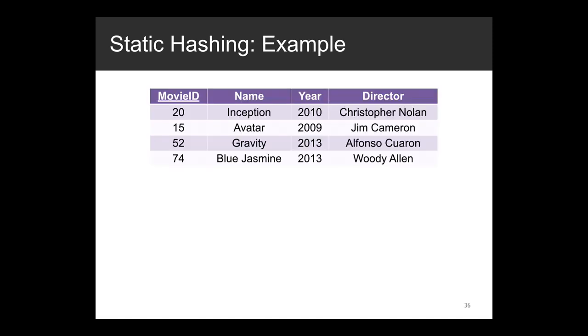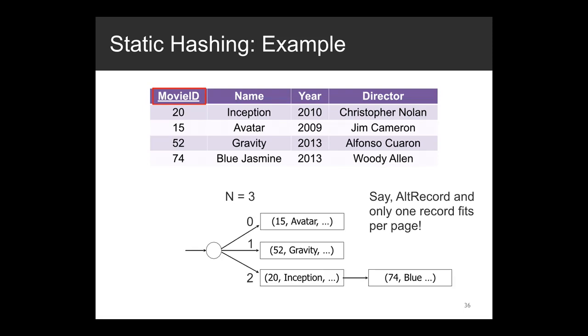As an example, how exactly does this hashing work? Let's say you have 3 bucket pages and we follow alt record, which means the data entries are going to be large. Let's say only one record fits on a page. This is what the static hash index would look like if you were to do it on the movie ID. Let's say the hash function you're given is this. A is 1, B is 0, so it's A times K plus B, which is K, mod M, which is mod 3. And so now the alt record means the data records are there on the pages of the index.